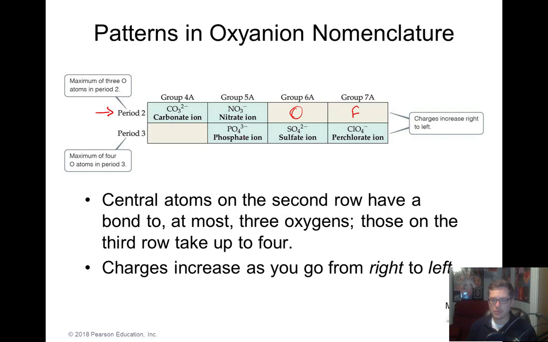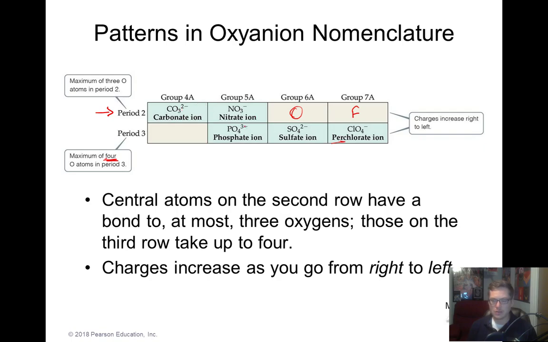In the third row, the maximum is 4 oxygens. Phosphate has 4, sulfate has 4, and perchlorate has 4. We'll talk about why we put "per" in front of perchlorate in the next slide. You should automatically know, at least for these four, that carbonate, nitrite, phosphite, and sulfite would all have one less oxygen with the same charge. Also notice, as another pattern to help you, that the charges decrease as you go from right to left, or increase as you go from left to right.